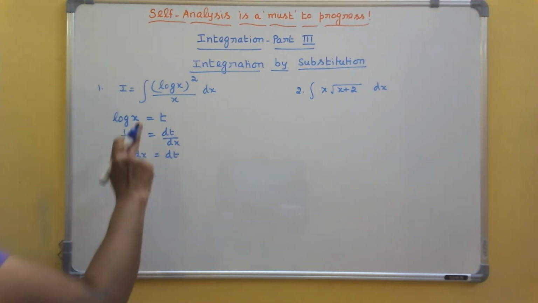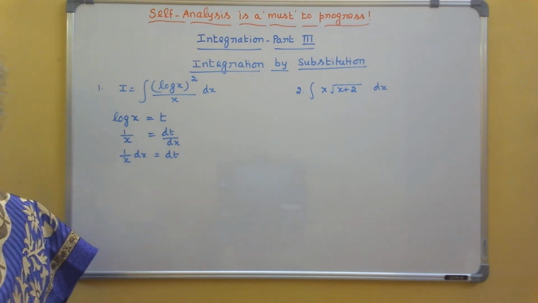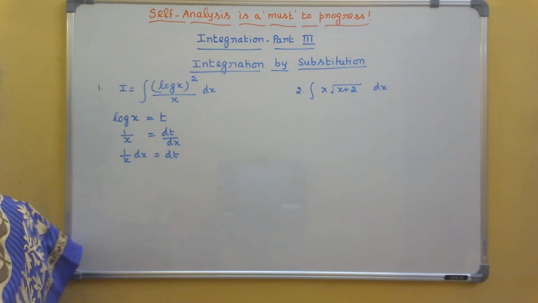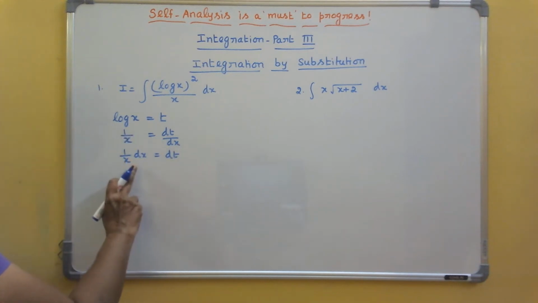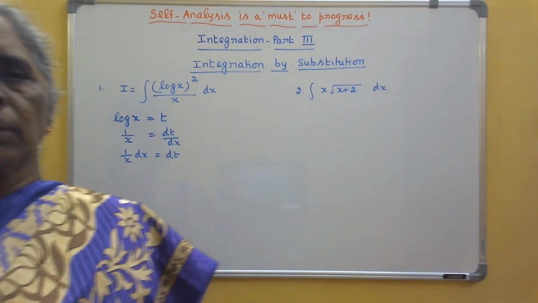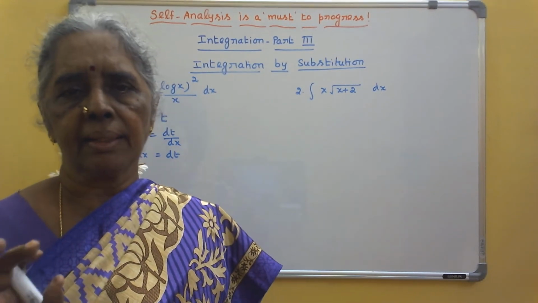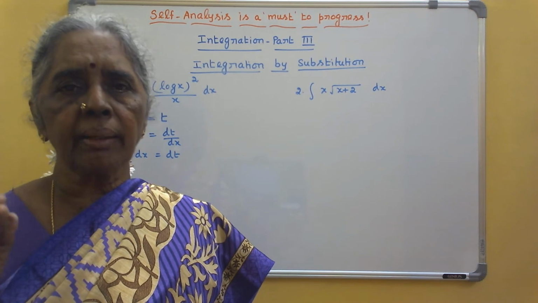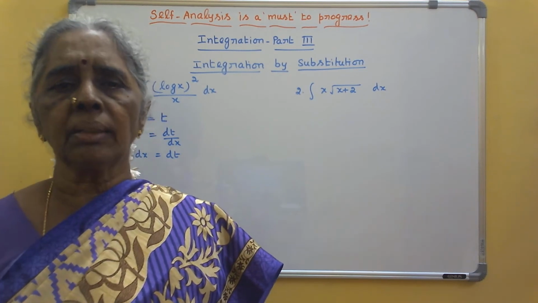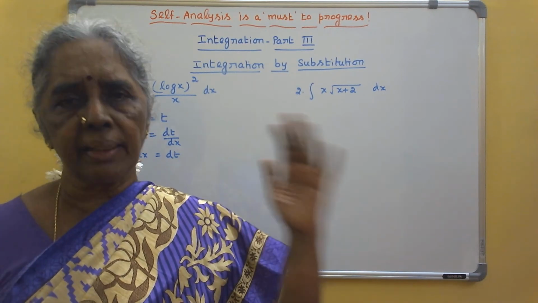Okay? So, log x is t. You differentiated both sides with respect to x. So, 1 by x is dt by dx. Bring the dx here. 1 by x dx is dt. Now, the given sum is in terms of x. And we are going to integrate with respect to the variable x. Now, we are going to convert that sum in terms of t and dt.